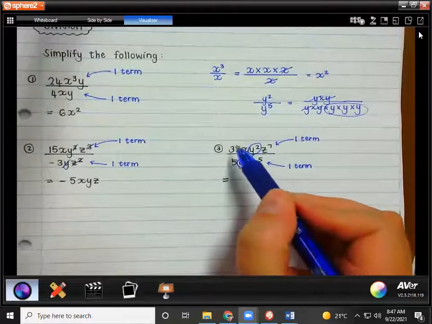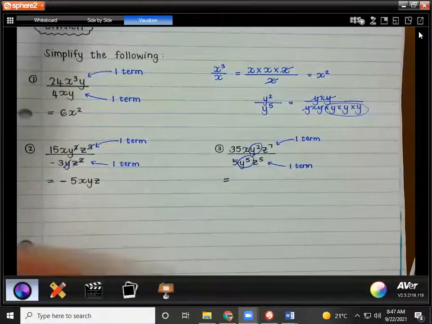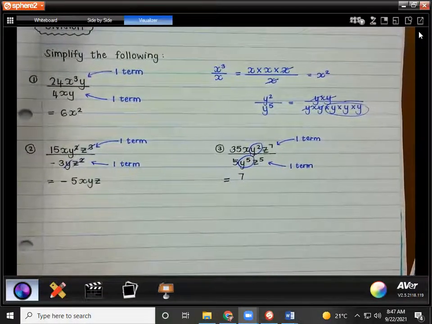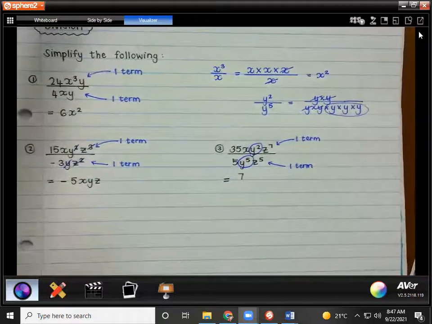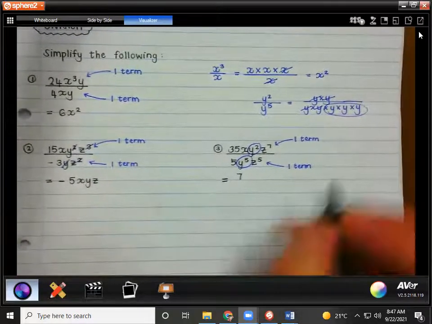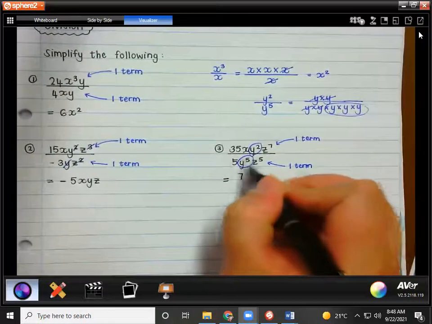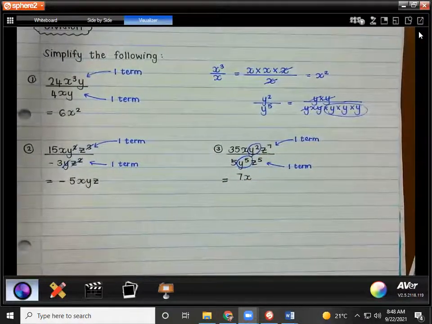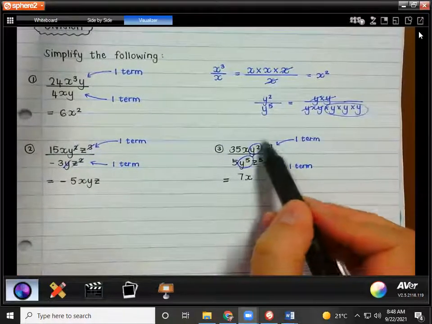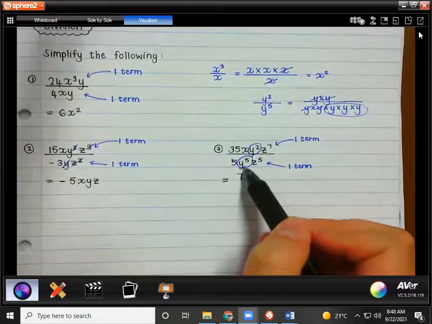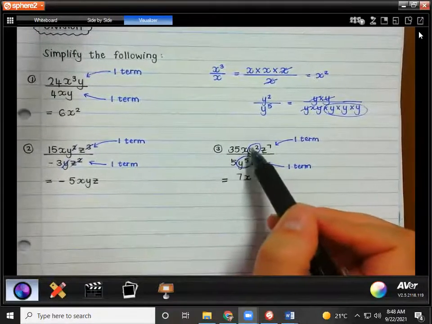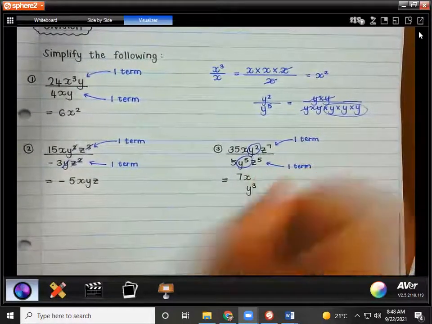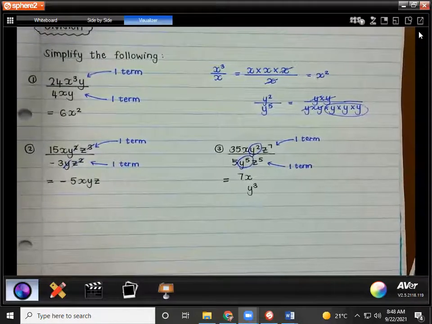Okay, so let's do this, guys. What's 35 divided by 5? 7. Now the 7 goes in my numerator, because the 35, we are dividing by 5. 35 is bigger than 5, so we put that in the numerator. X at the top, is there an X at the bottom? No, so we're left with an X at the top. Like we said already, we have 2 y's at the top and 5 y's at the bottom. So the 2 y's at the top are going to cancel out 2 of the 5 y's at the bottom, and we'll be left with 3. So we're going to have y to the power 3 in our denominator.